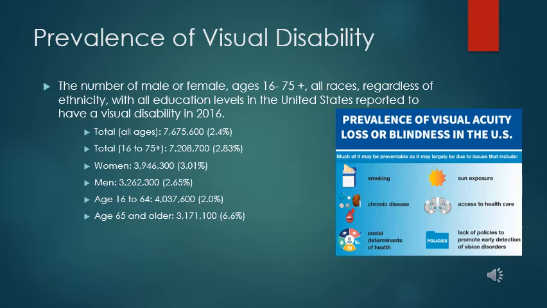Ages 16 to 64, it's a total of 4 million, and ages 65 and older, it's 3.1 million, or 6.6%. So you can see that the highest prevalence is among adults ages 65 and over, and also among women.